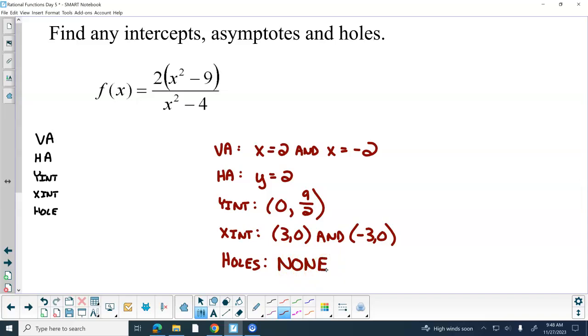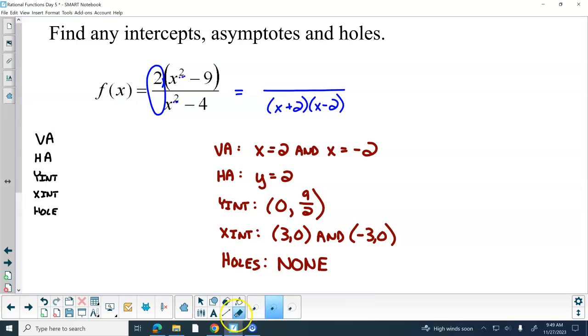That's what I got. Vertical asymptotes come from the downstairs, right? So x squared minus 4 factors to be x plus 2 and x minus 2. So that's where I got my 2 vertical asymptotes from. Horizontal asymptote, we have a degree of 2 on the top. We have a degree of 2 on the bottom. So we're going with coefficients. Lead coefficients are 2 over 1. So that's just 2.